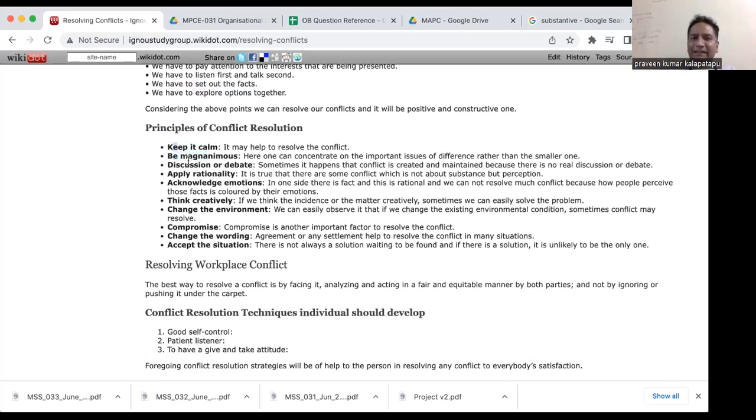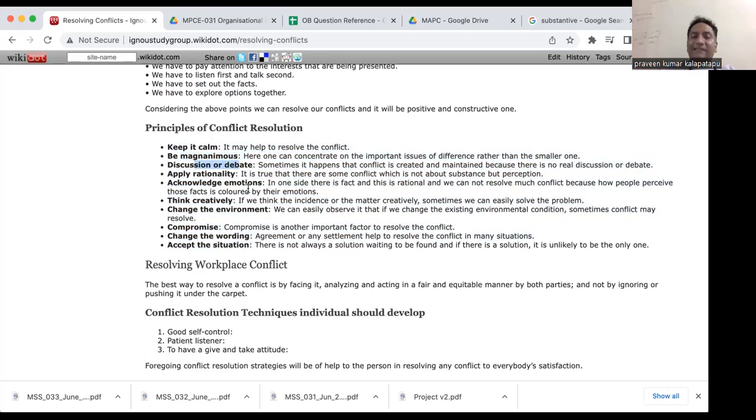I think these words really talk about the things pretty straightforwardly. Keep it calm. Obviously, if you become animated, a resolution will not happen. You need to be very, very patient and calm, right? And you need to be magnanimous. So basically, you should be able to see the picture beyond that particular small difference. You need to have that bigger picture, right?